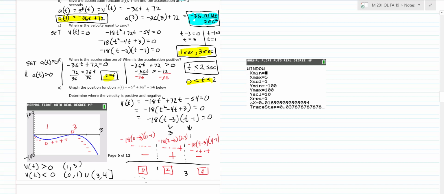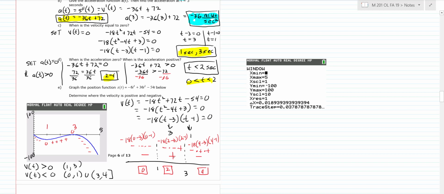Now what I did here is I just plugged in test points. This is how you can do this without graphing. Take a number less than 1, like say 0, plug into the factored form, and you get a negative number. That means the velocity is negative. Take a number between 1 and 3. I picked 2. Plug in. So go negative 18 times 2 minus 3 times 2 minus 1. You get a positive. Therefore, you have a positive velocity and so forth.